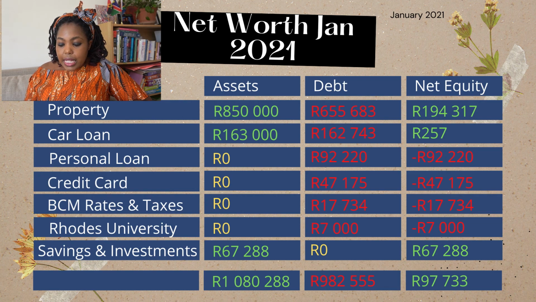194,370. So what that simply means is, if I sold my property for the same amount that I bought it for, I would make about 194,317 from that sale.